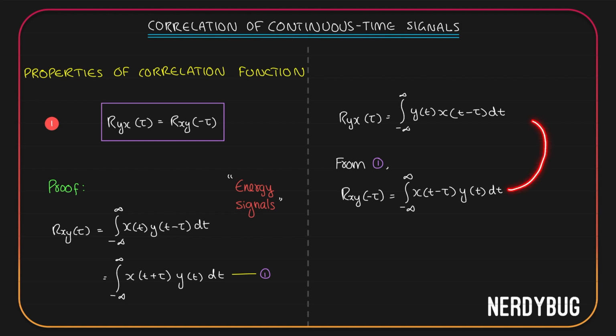But isn't this the same as this? We have y of t, we have y of t. We have x of t minus tau, we have x of t minus tau. We are integrating from minus infinity to infinity. So this is the proof that r xy of minus tau is the same as r yx of tau.